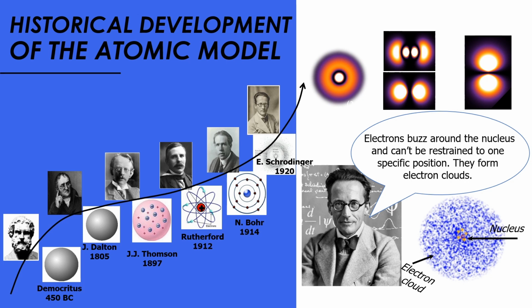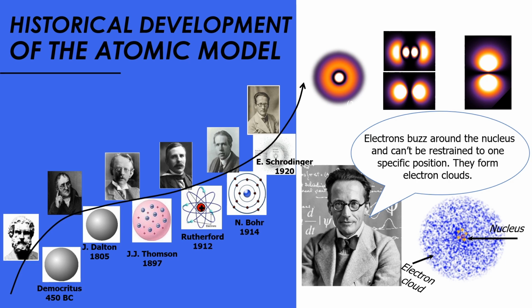It keeps on buzzing, thus producing an electron cloud, as you can see on the bottom right. So this model is called the electron cloud model, and I'm pretty sure most of us have heard about it. It is what we understand the atom to be nowadays. But this is not the end of our story.